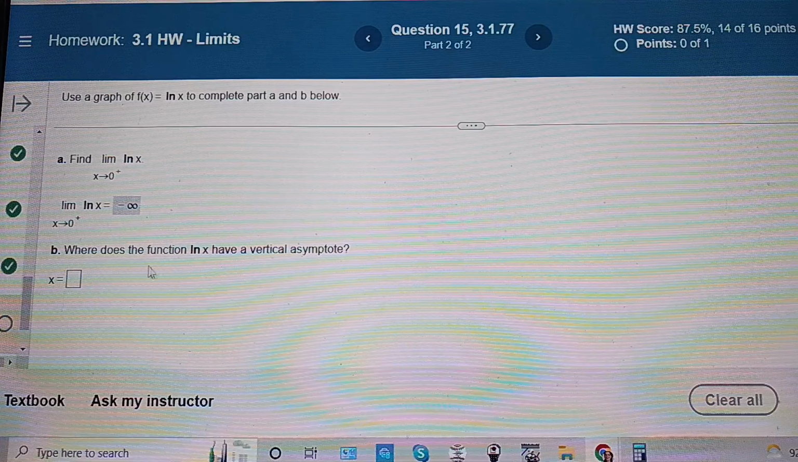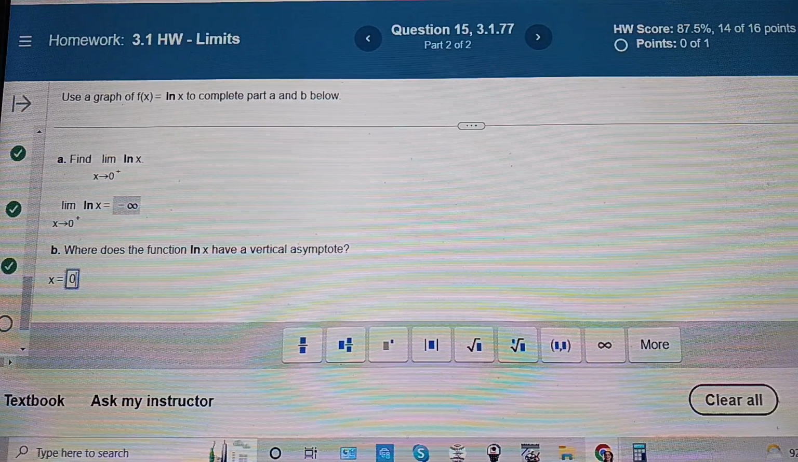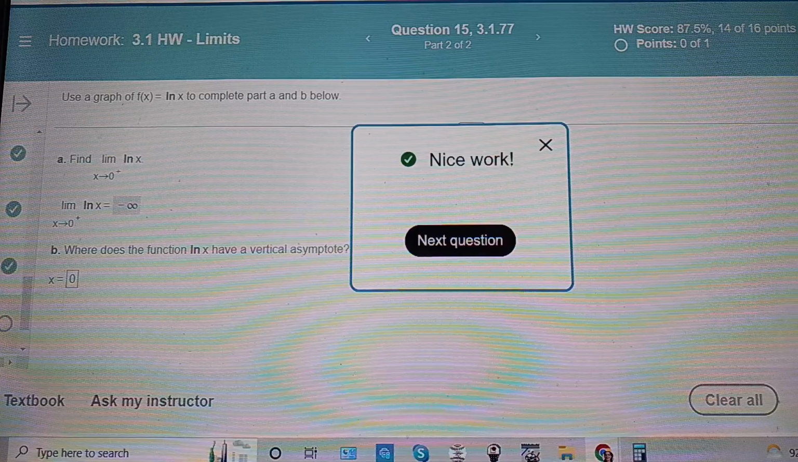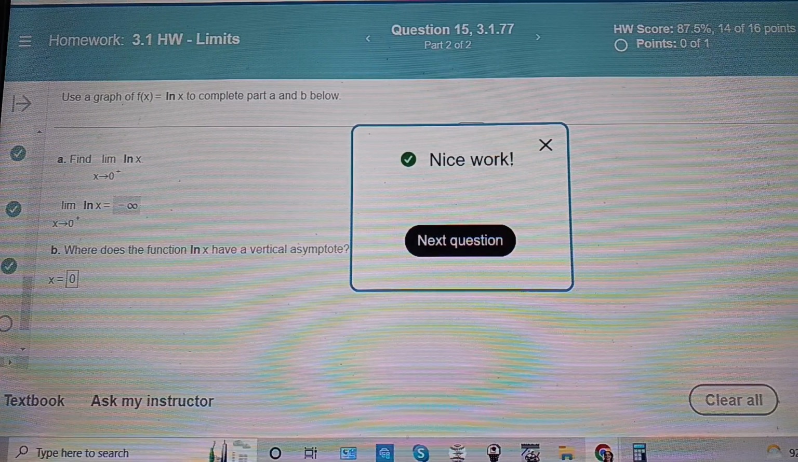So where does the function have a vertical asymptote? Literally it has one at 0. And that's why whenever there's a vertical asymptote, if you get close to it on either side, that's when limits go shooting way up to infinity or down to negative infinity.